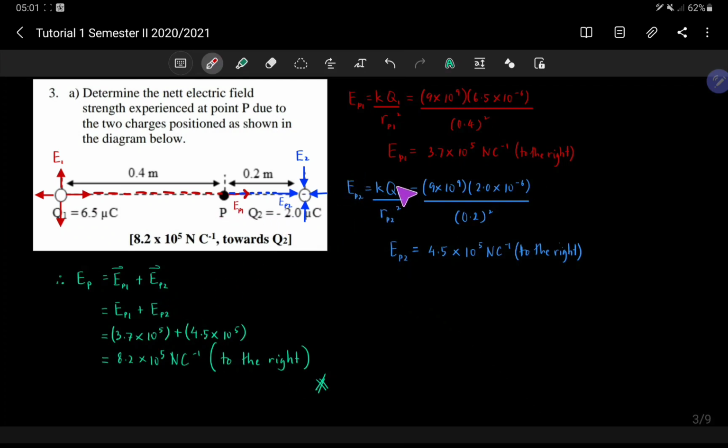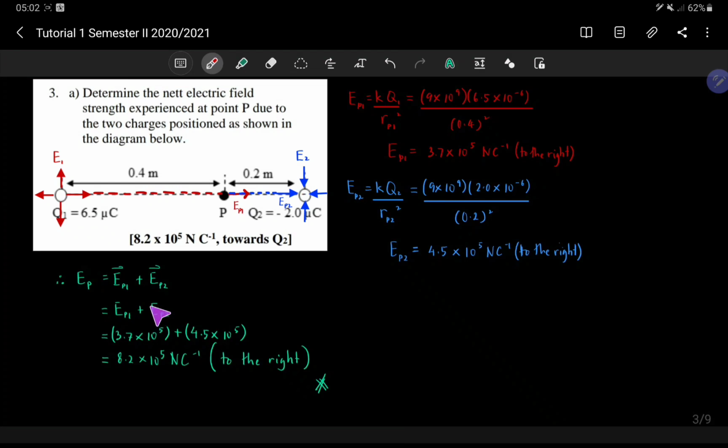Then we calculate EP2. EP2 equals KQ2 over RP2 squared. K is a constant, and Q2 is given already. Remember, electric field strength is a vector, so in substitution we need to ignore the negative sign and take the magnitude only, because positive and negative just represent direction. RP2, the separation between P and Q2, is 0.2. Substitute into the equation and calculate, and you will get EP2 equals 4.5 x 10^5 Newton per Coulomb, still directed to the right. So EP1 should be positive, also EP2.